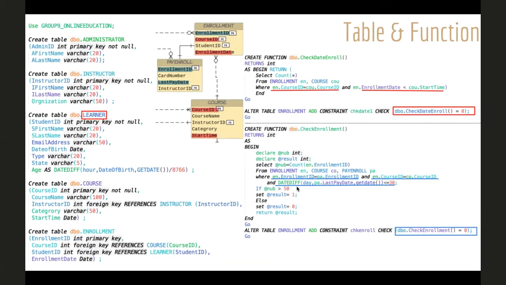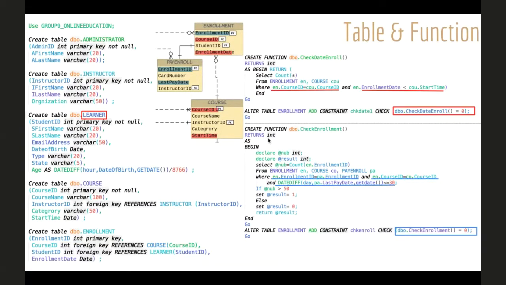And the second function is the same. The rule is that the date difference between today and the last pay day should be less than 30. It means every course has 30 days for students to study. If it's out of date, the constraint should be active and the student should pay again to reactivate the limited access of the course.